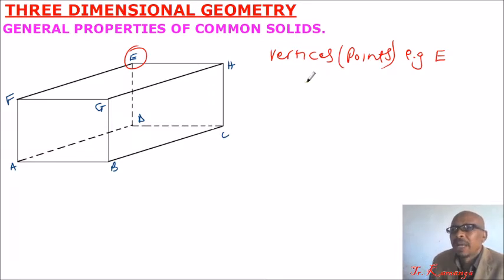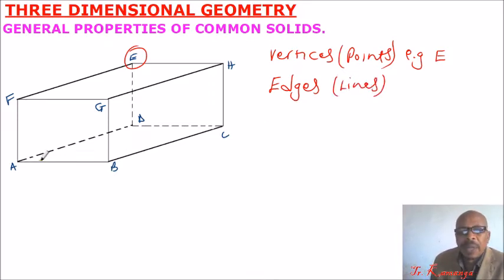We also describe the three-dimension in terms of edges, which we can call lines. For example, we have AB. It is an edge, the one I have put in red, or we can mark it like so. That's an edge, and we can say EG, AB.